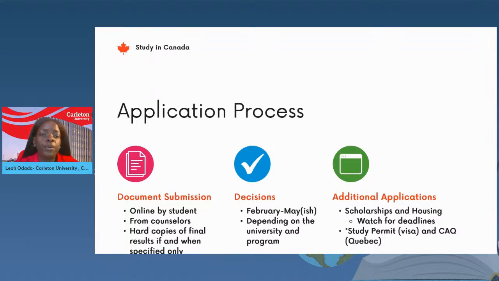For example, in Quebec, there's a CAQ. For other provinces, the provincial attestation letter. So you just need to make sure you have that document before you submit your visa application. And a lot of universities will help you acquire that document. Sometimes they can request it on your behalf, or you can request it directly with the province.